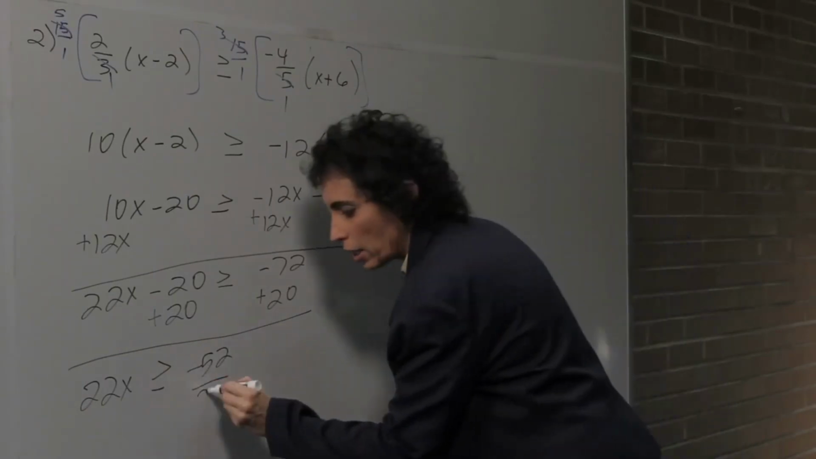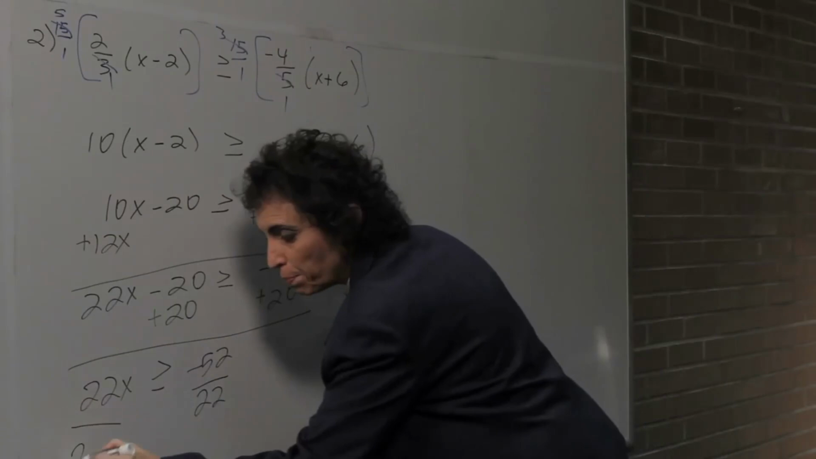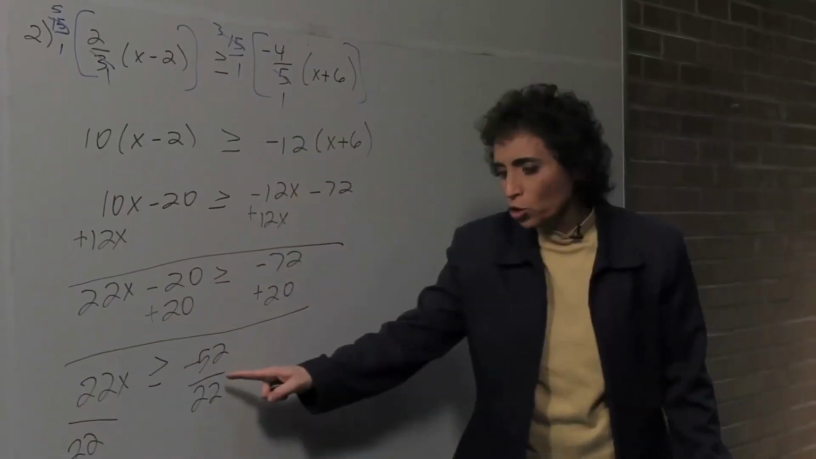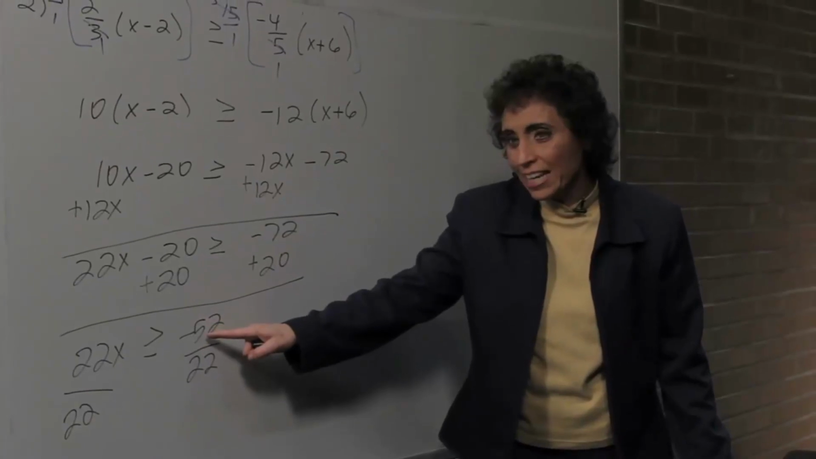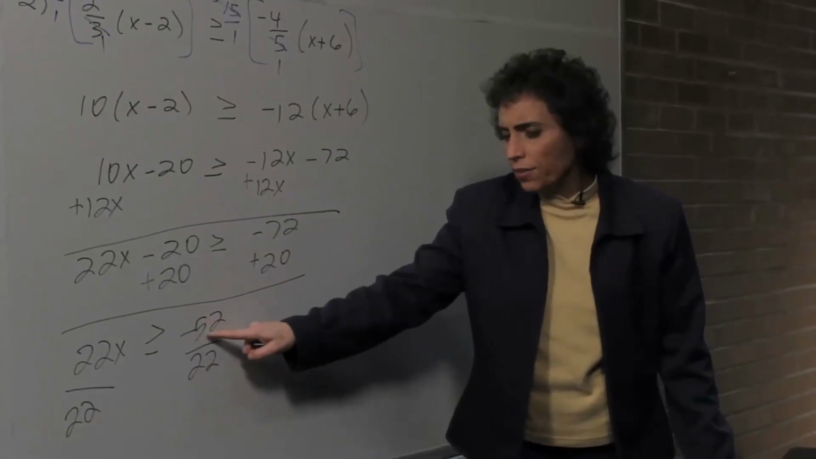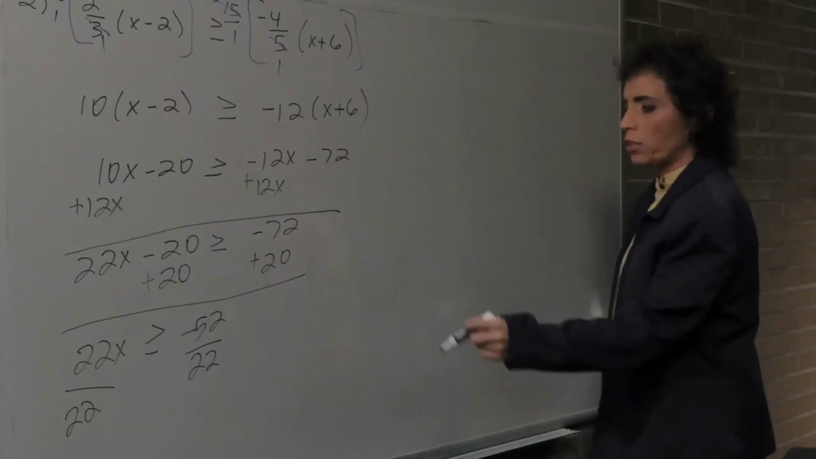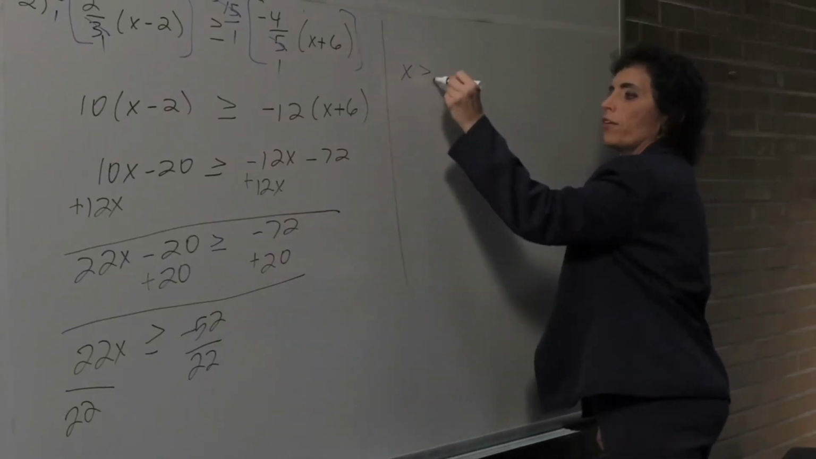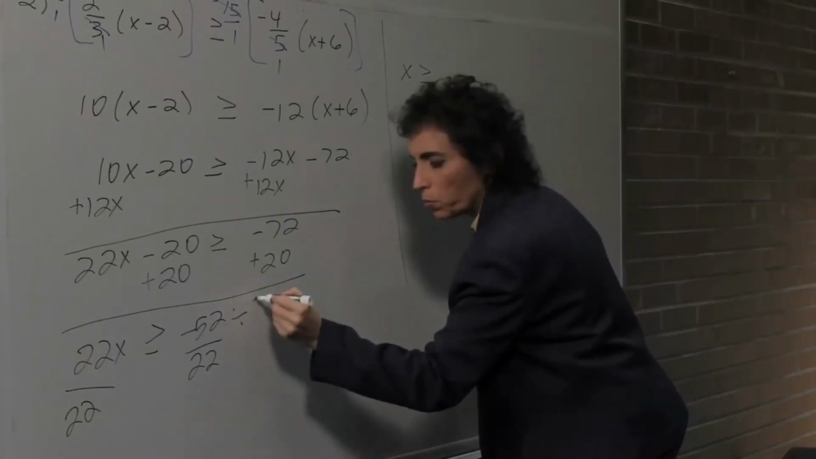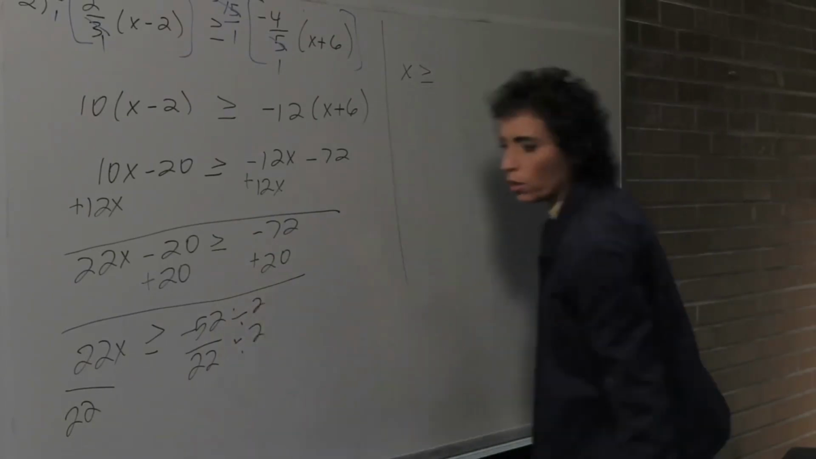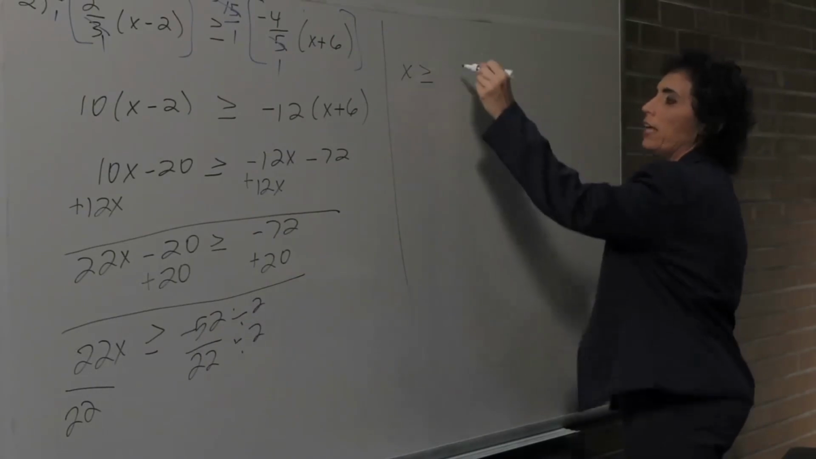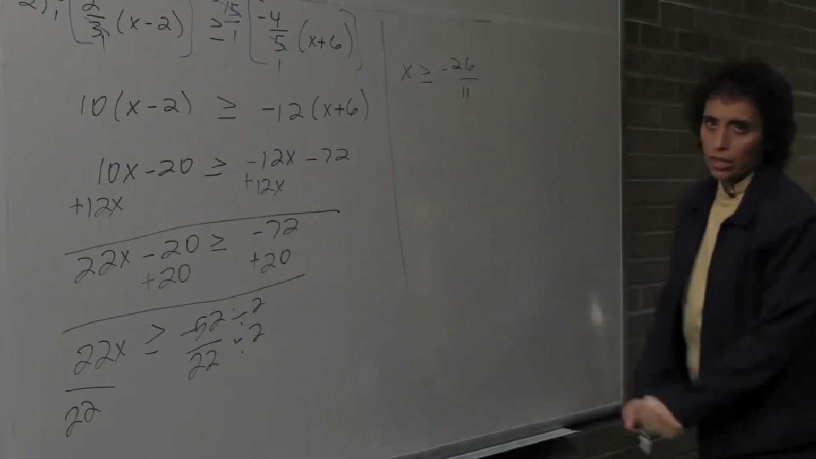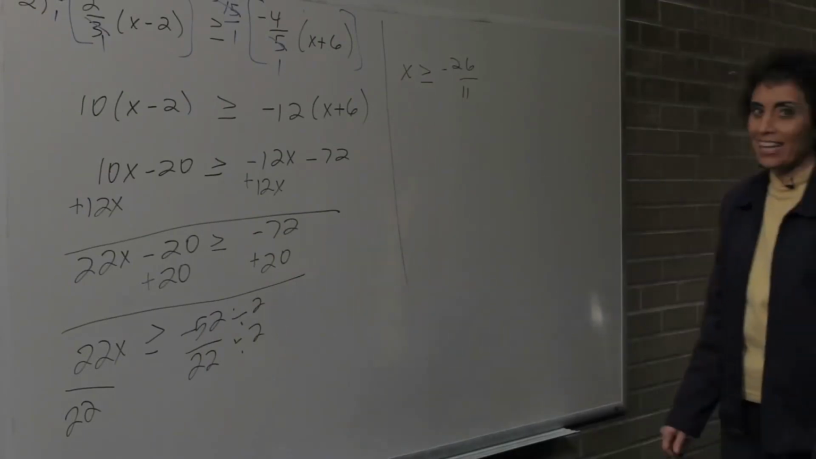This is not going to come out nicely. We are not dividing by a negative. We do not flip the inequality symbol. We're going to just reduce this. This is negative 52. Divide that by 2. 2 goes into both of those. So x is greater than or equal to, I'm dividing this by 2, dividing this by 2. What is that? 26/11. And it is negative. So the answer is negative 26/11.